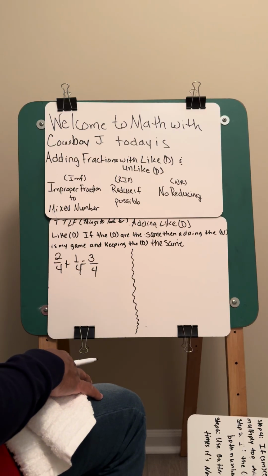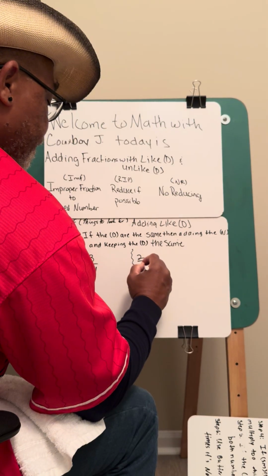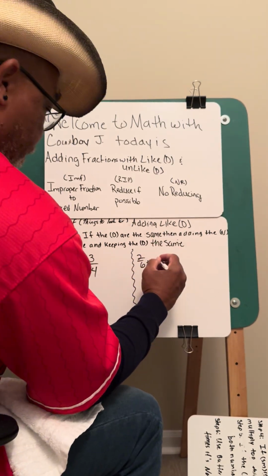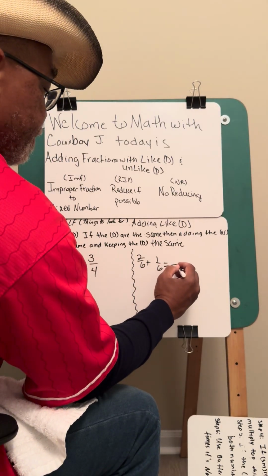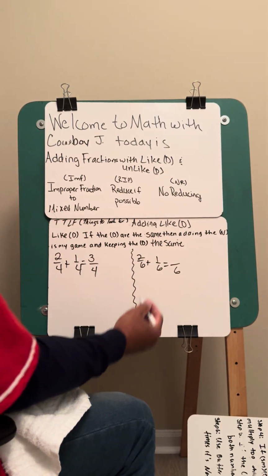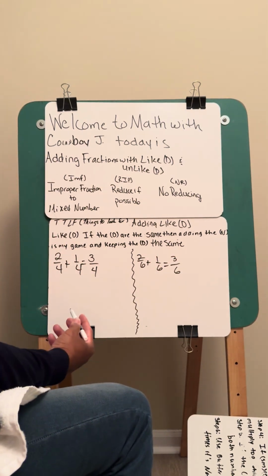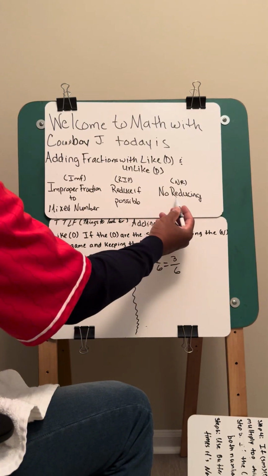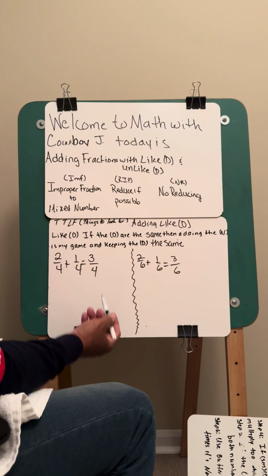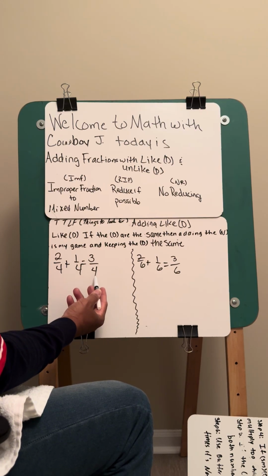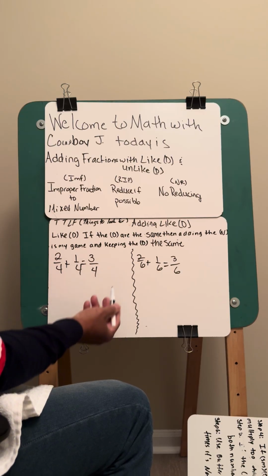Fairly simple. Again, 2/6 plus 1/6. The denominators are the same, so adding numerators would be my aim. And 2 plus 1 is 3. Now if I go back over here, this fraction falls under NR, no reducing, for two reasons. 3 is a prime number and not a factor of 4, so it can't be reduced. And 3 and 4 are in order, so it can't be reduced.